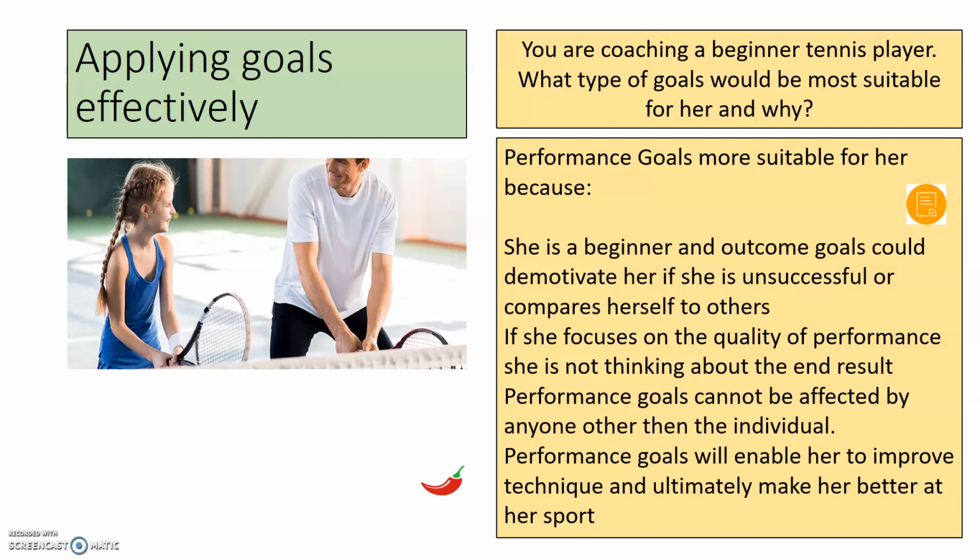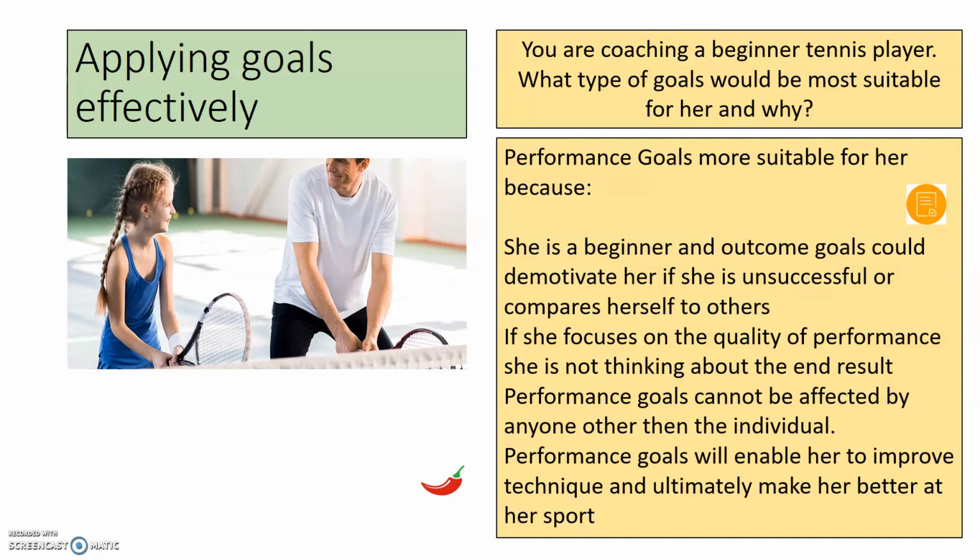And for a beginner, we're not really looking at the outcome at this stage, because ultimately it's likely that if we were looking at the outcome, that she would probably be unsuccessful the majority of the time. And if that was the case, then obviously that would demotivate her. So we don't want to set outcome goals. We want to be setting performance goals. The second point, as it says there, is if we're focusing on the quality of her performance, if we're focusing on her technique, she's not thinking about the end results. So ultimately, she's only looking to apply herself in that technical ability at that stage, improving her performance.